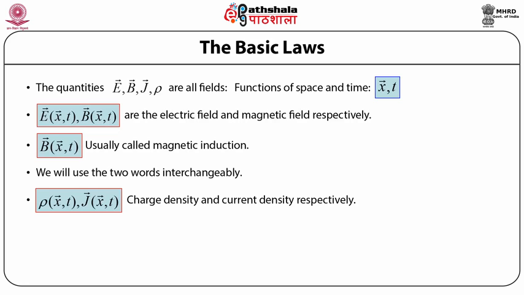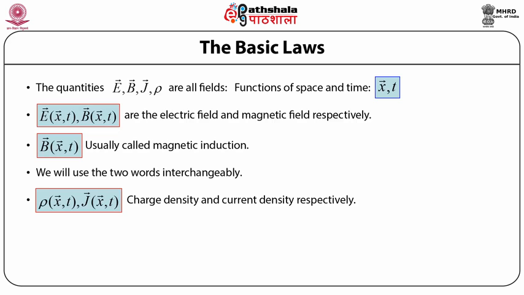For the first law, Coulomb's law, by using Gauss's divergence theorem, we can write it in the differential form that we have just mentioned. Similarly, we can use Ampere's circuital law, and then use Stokes' theorem to write Ampere's circuital law in the present differential form.